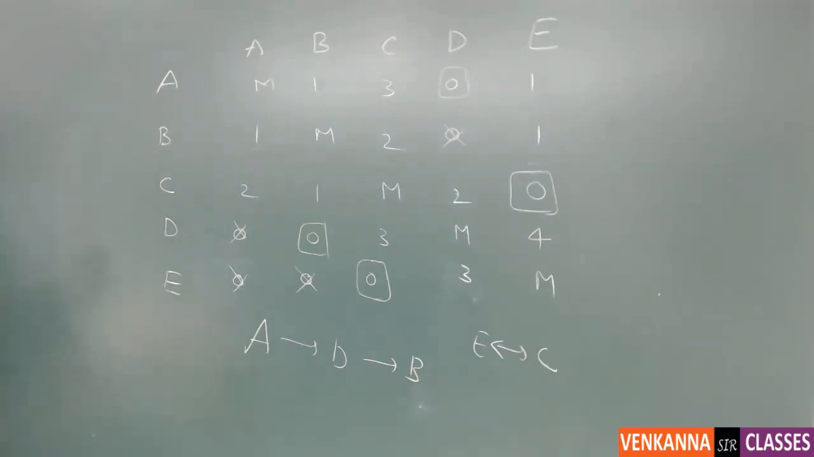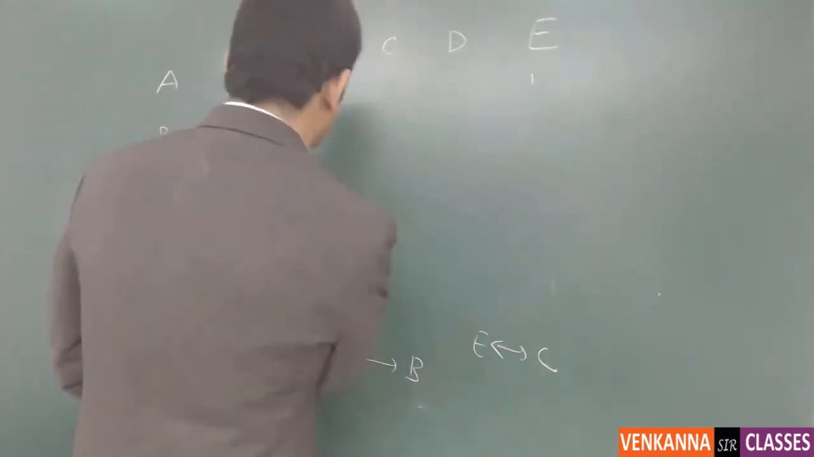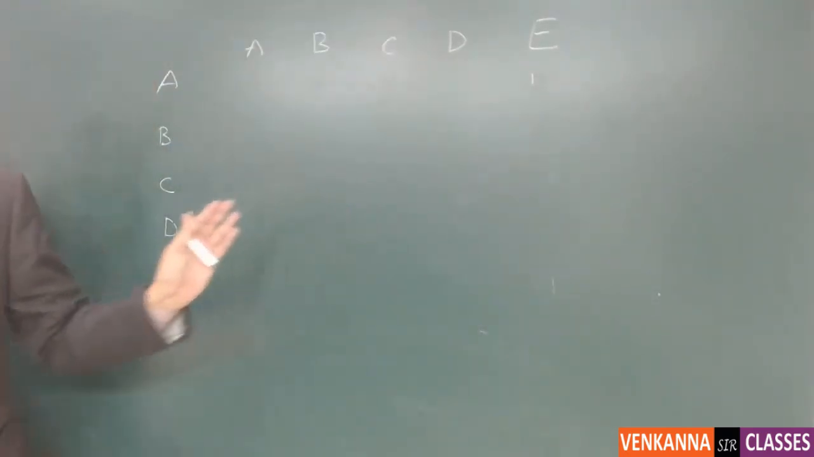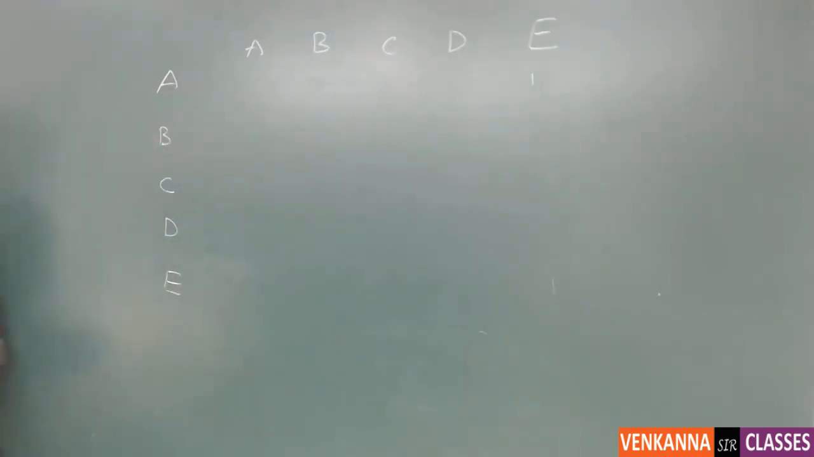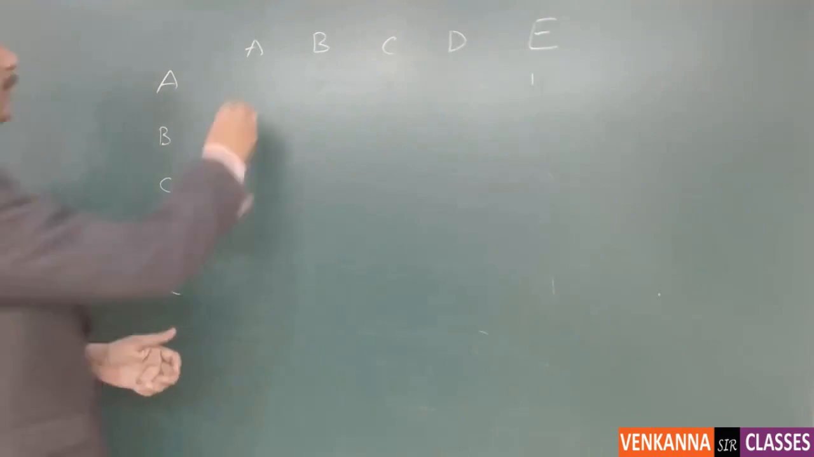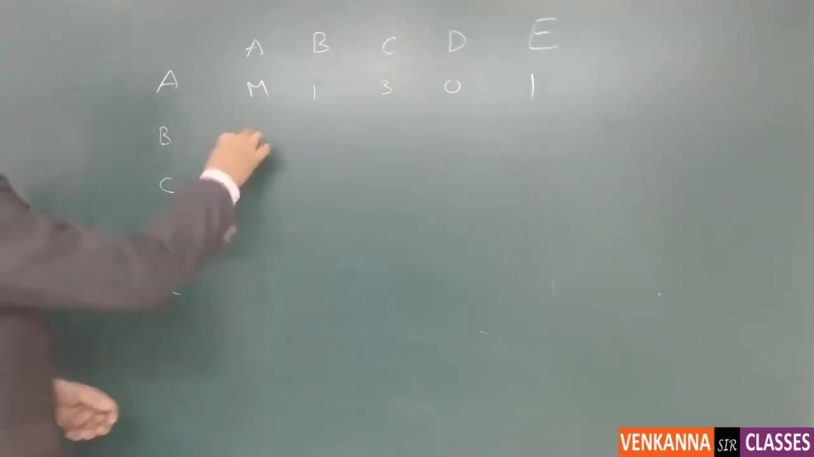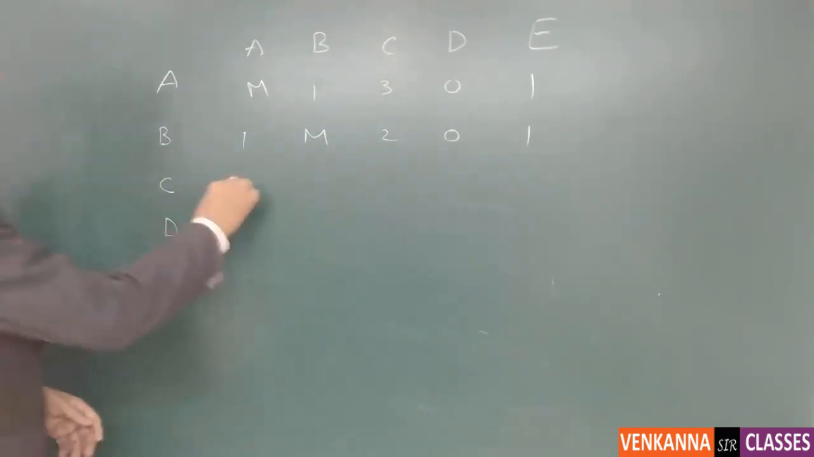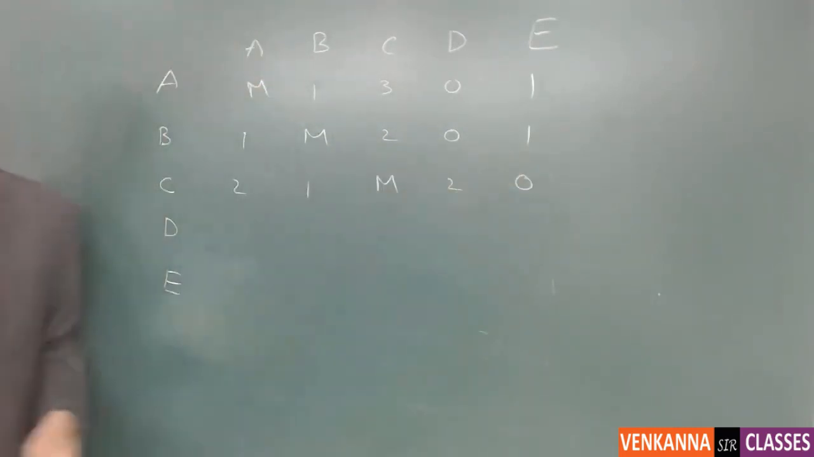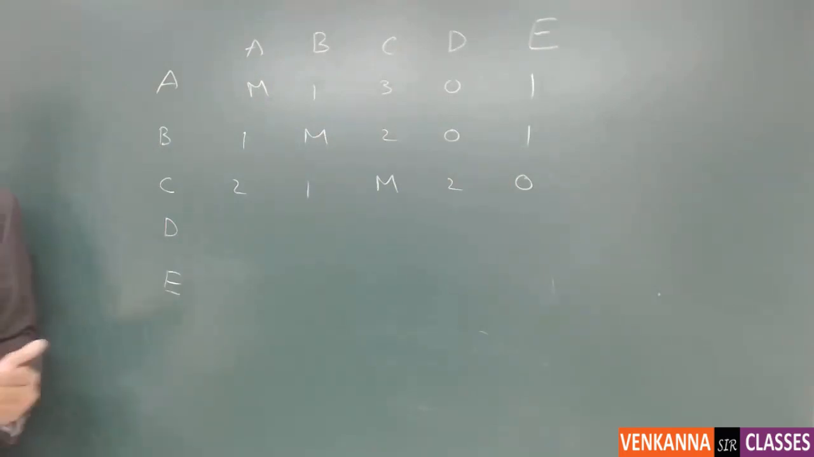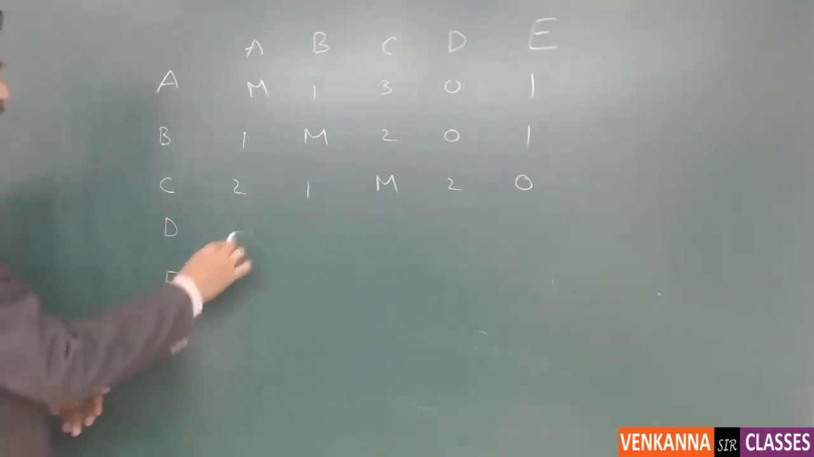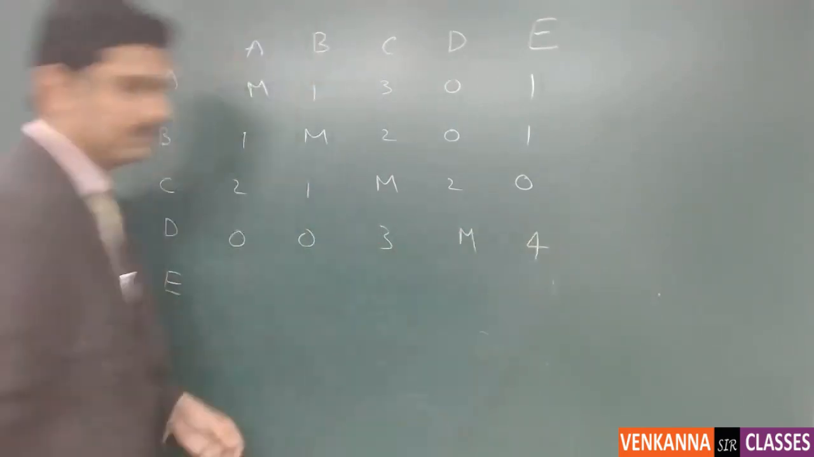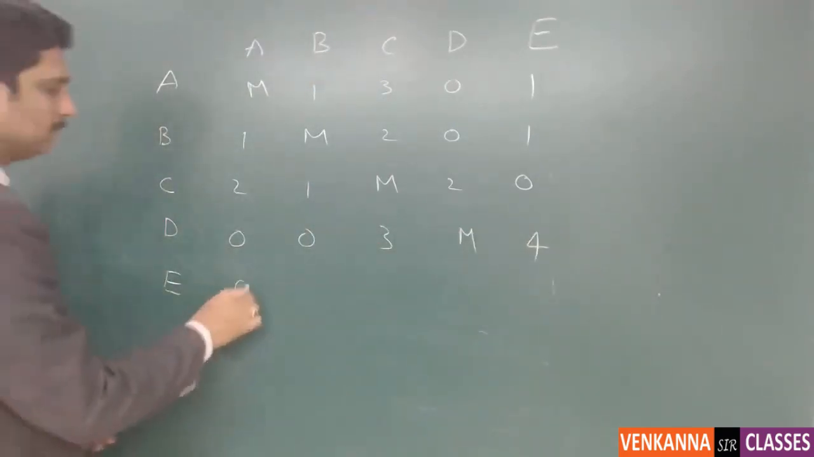So let us go through the total array. I will just take the values from your side so that there is no confusion. You just give me the row values first, the first row values. So M, 1, 3, 0, 1. Then you have 1, M, 2, 0, 1, right? Then 1, M, 2, 0. Then 0, 0, 0, 3, M, 4. Then 0, 0, 3, M, 4, right? Then 0, 0, 0, 3, M.